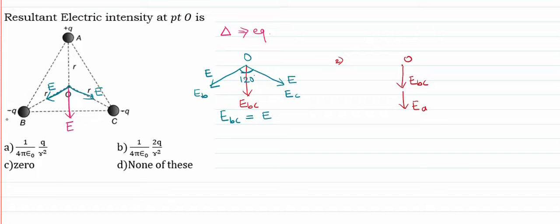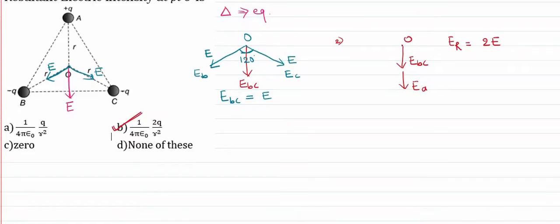Intensity due to A is downward. Intensity due to B and C is also downward. Both are in the same direction, so the resultant will be the sum of these two. So E resultant will be equal to the sum of these two, that is two E's, so it will be 2E. Now observe the options for the formula for 2E. 2E is 1 by 4 pi epsilon naught, 2Q by R square. So option B is our answer.